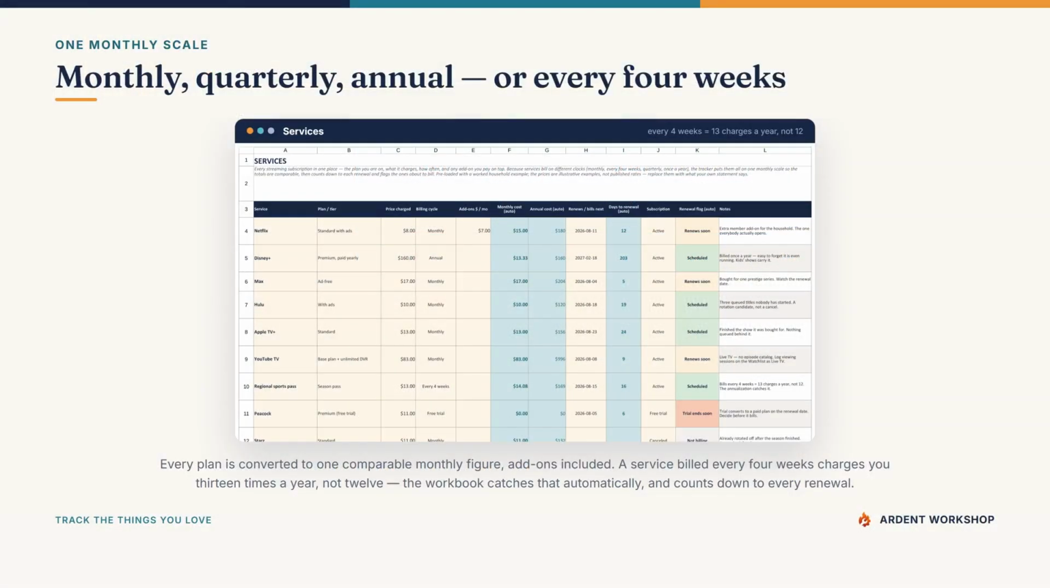It starts with what you pay. Every subscription goes on the Services tab with its plan, its price, and how often it bills. Because services bill on different clocks, the workbook converts them all to one comparable monthly figure. A quarterly price divided by 3, an annual price divided by 12, and an every 4 weeks price multiplied by 13/12, because 4 weeks is not a month, and 13 charges a year is not 12. It counts down to every renewal and flags a free trial before it quietly becomes a paid one.